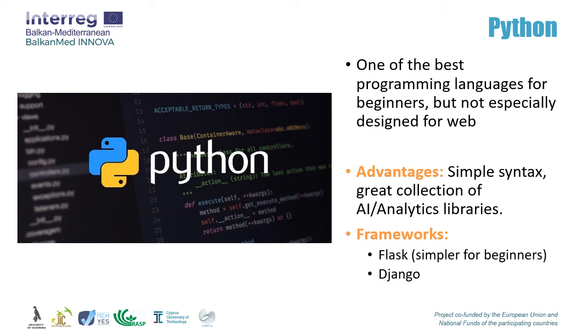Python is one of the best programming languages for beginners, not just for web development, but also to learn to program. It is a language with a clear and easy to read syntax that makes it easier to focus less on syntax and more on learning to program. Another important advantage of Python is its great collection of artificial intelligence and analytics libraries. The most famous Python web framework is Django, but for beginners I would recommend Flask.